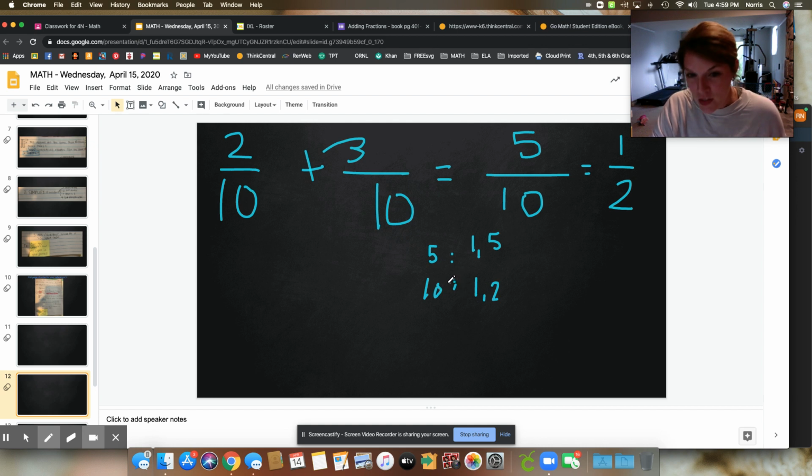I'm sorry. So the factors that make 10, 1, 2, 5, and 10. And then remember how we simplify. You're going to circle the greatest common factor, and you're going to divide the numerator and denominator by the greatest common factor. 5s aren't too easy either. 5 divided by 5 is 1, and 10 divided by 5 is 2. Okay, so even if you didn't remember the half trick, all right?